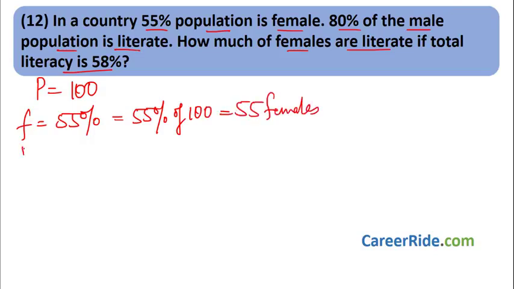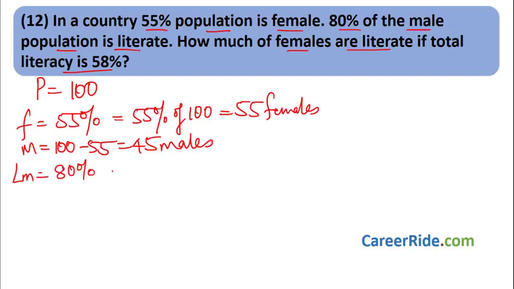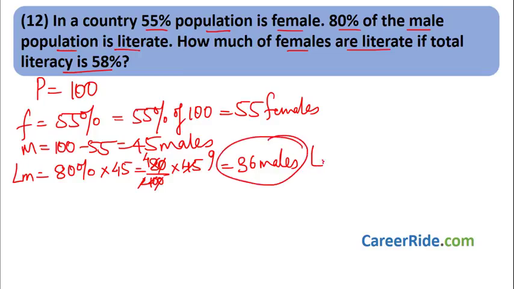So how many males are there now? That is 100 minus 55 females, that is 45 males. What have they given? 80% of the male population is literate. That means literate males are nothing but 80% of the male population. What is the male population? 45. So 80% of 45 are literate. So what do we get? 80 upon 100 into 45, right? 5 2s are 10, 5 9s are 45, 2 4s are 8, 4 9s are 36. So 36 males are literate. These are literate males.